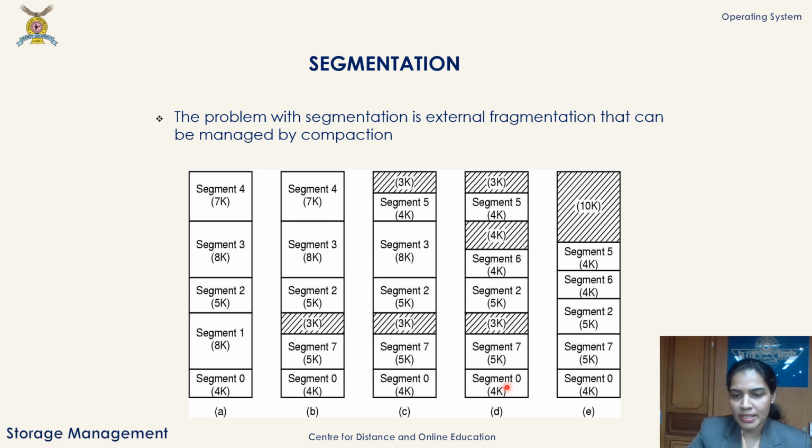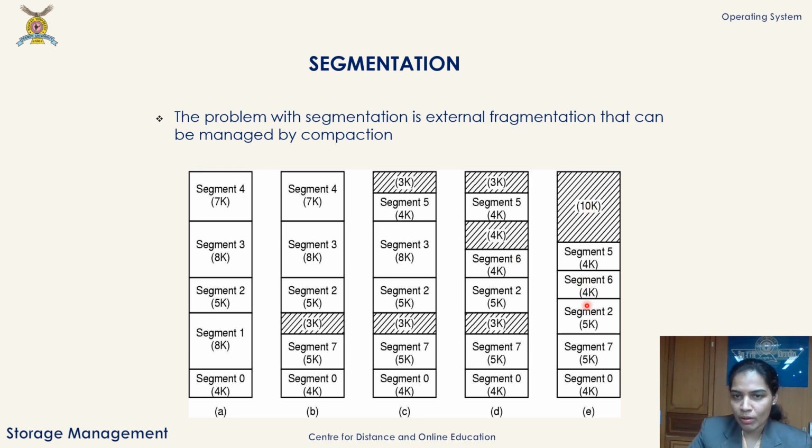Now if a new process comes and requires 6K of memory, we can't assign the process because the area is not contiguous. So what can be done? The operating system uses a technique called compaction. What it will do is move all the holes to one side and all the processes to the other side. So here the problem of segmentation is external fragmentation. It is solved by using the technique of compaction.